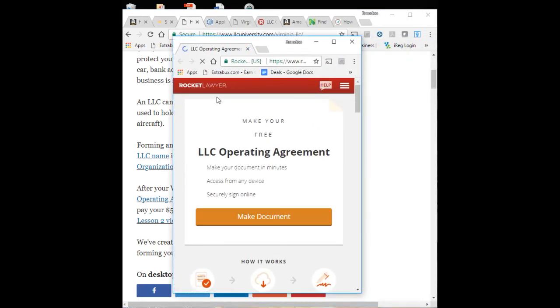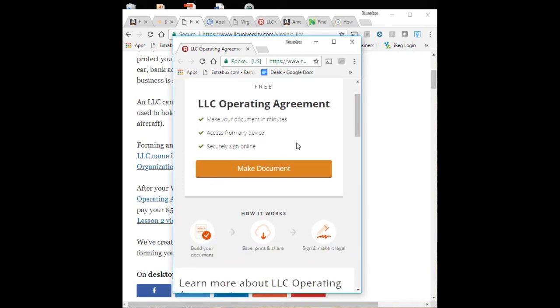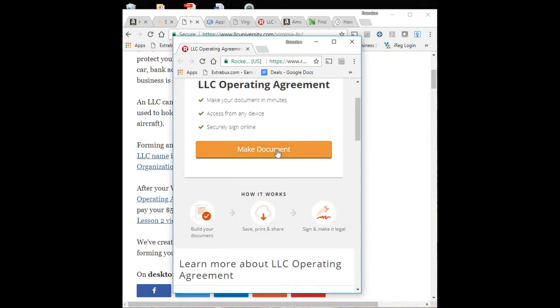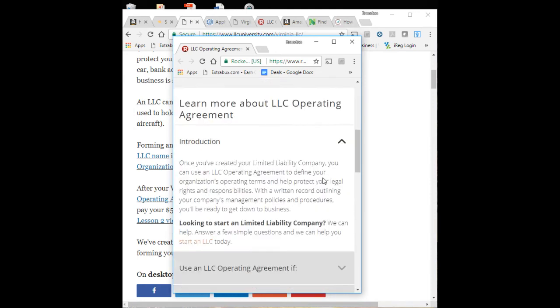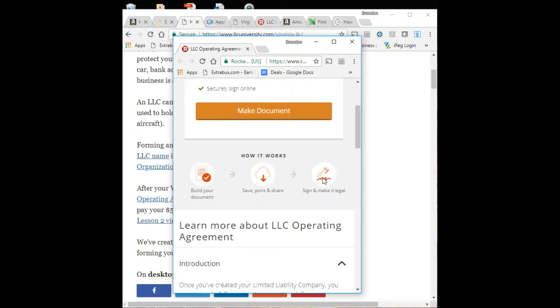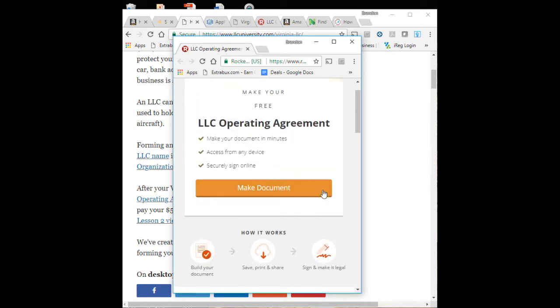I'll bring it over here through Rocket Lawyer, how to set up your LLC operating agreement. So you just click and it really is step by step, helps you, and it's free. Once you fill out everything that they ask for, you can download it, have your partner sign it, and then have it notarized. And UPS notarizes, I know, for $10, so it's really cheap.